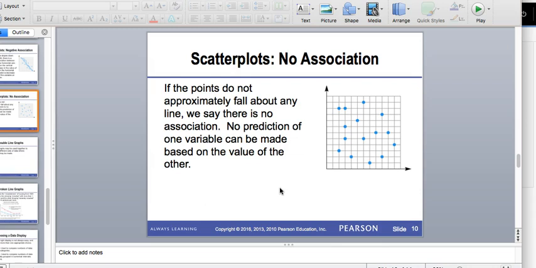And that's kind of fun to have your students make up different examples of, okay, give me two variables that don't have any relationship at all, and therefore if we plotted them, the points would just be scattered everywhere.